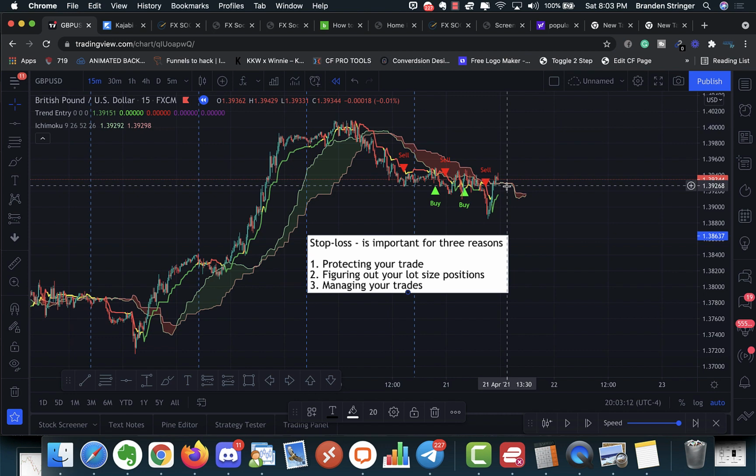Number two is figuring out your lot size. What a lot of people mess up is you don't have a stop loss, or you don't know what your stop loss is going to be. You don't know what your lot size is going to be, so you just put in anything. I mean, you're just risking anything. And that's another reason you can easily blow your account, or you can just have inconsistent wins and losses. So understanding your stop loss helps you understand your lot size and your positioning. And number three, it helps you manage your trade. As you're in a winning trade, you can manage your trade. So we're going to talk about all three.